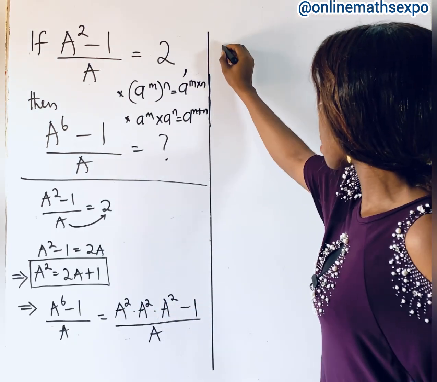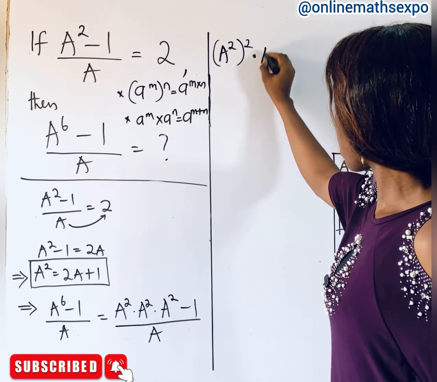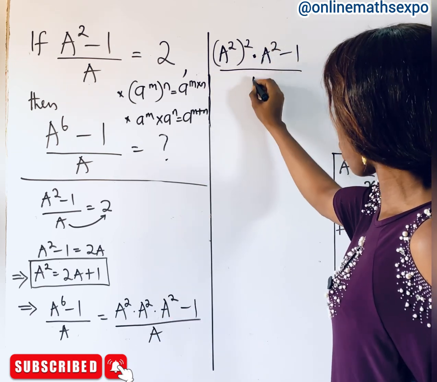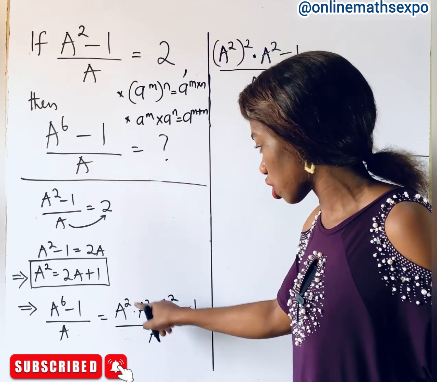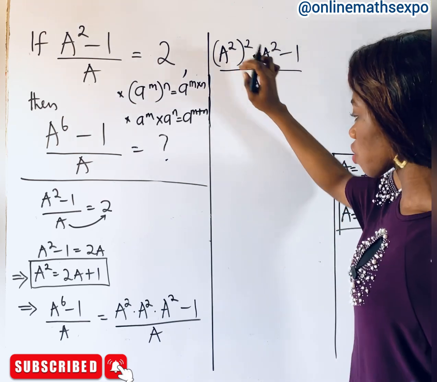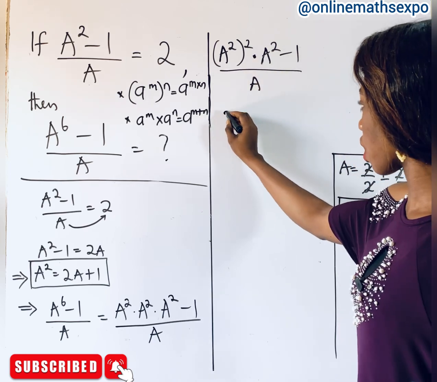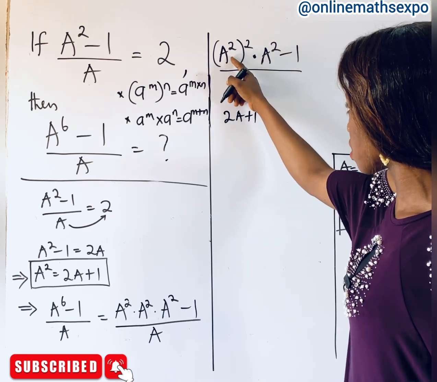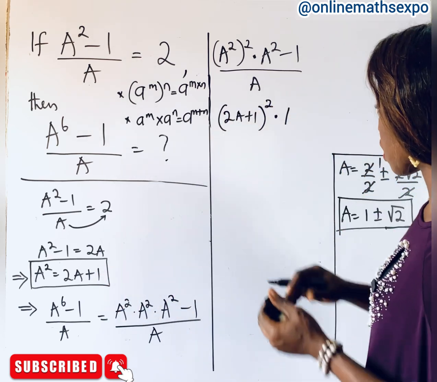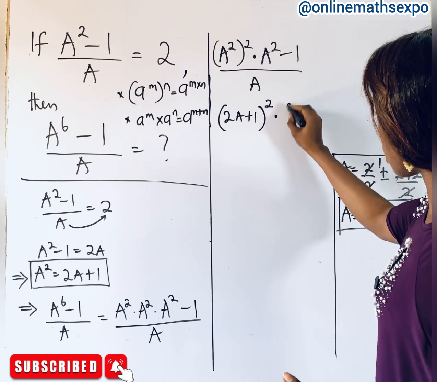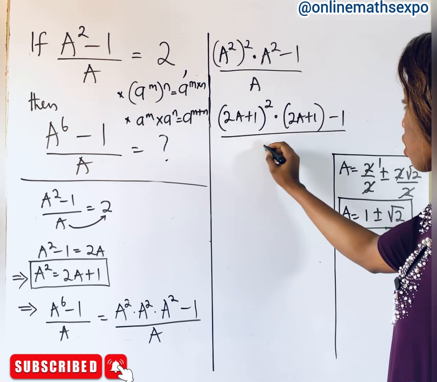This is the same as a squared raised to power of 2 for this, multiply a squared minus 1 all over a. Multiply this, it gives you 4. It's the same as when you add this, to still give you back 4. So in that case, a squared is what? Our a squared is 2a plus 1. So let's substitute. We have 2a plus 1 replacing this from here, then raise it to the power of 2, multiply by our a squared, which is still 2a plus 1, then minus 1 all over a.